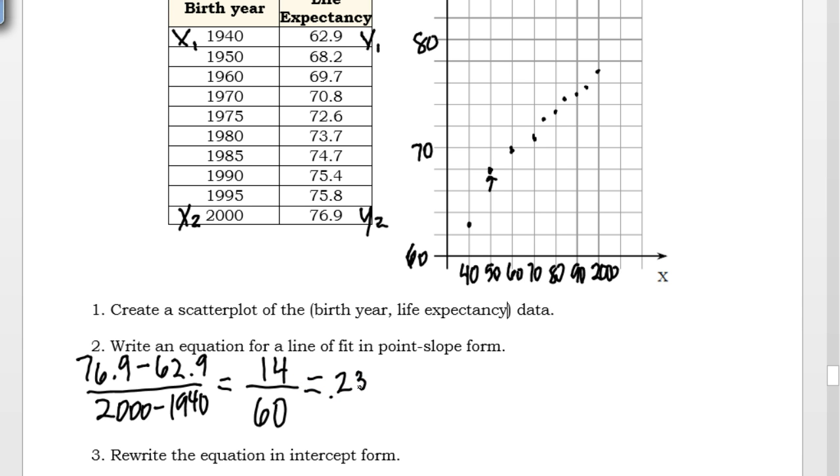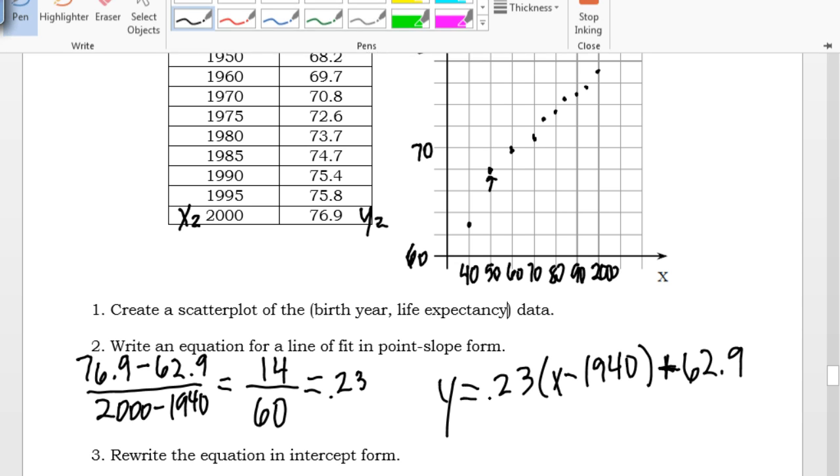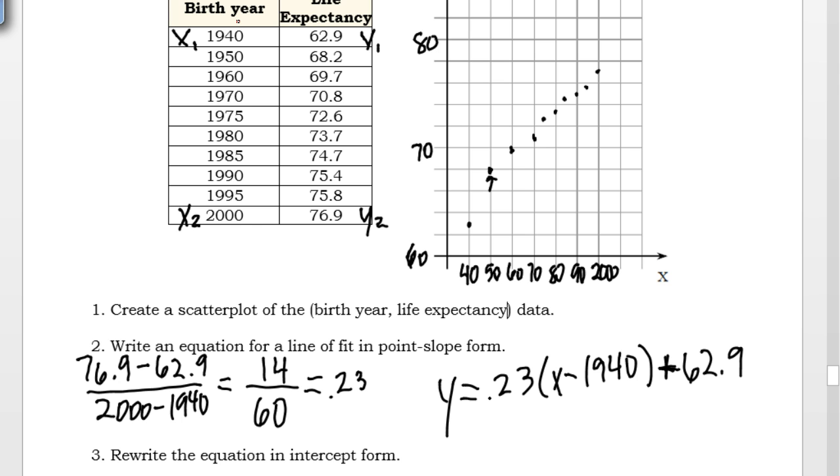If I have my slope, I can write my equation. Y equals the slope, x minus x1, plus y1. Now this equation is going to give me a line through the first point following the slope of the data. So really it's going to look like this, which is off a little bit, but we're going to use that.